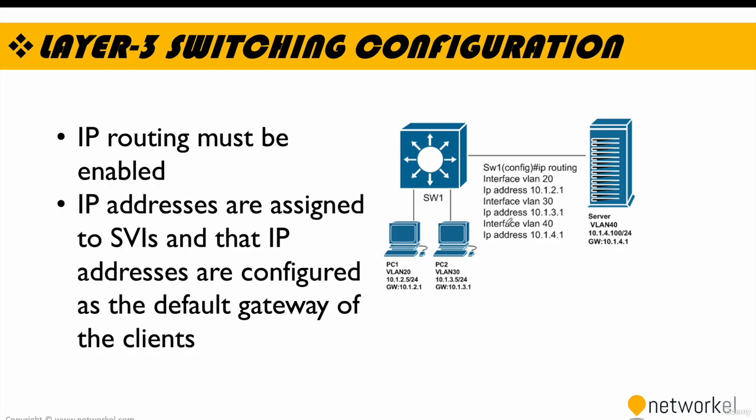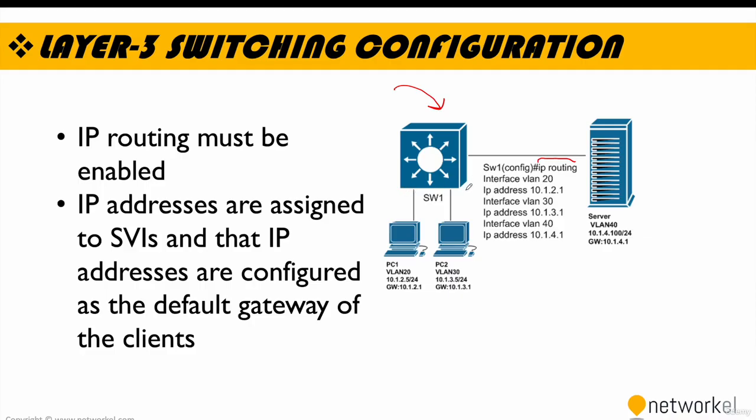So how does layer 3 switch configuration work? By the way, I just want to highlight one thing. If you have a layer 3 capable switch, you don't need any additional router. The switch itself, only one device, will do the routing between different VLANs. So how am I achieving this? First of all, within this Switch 1, I need to enable IP routing. The command is just ip routing. And then I am opening the SVI interfaces.